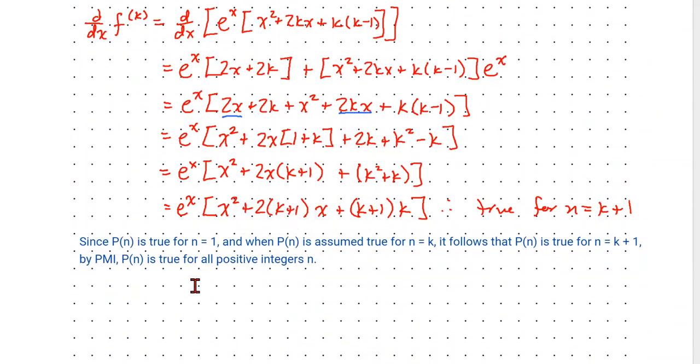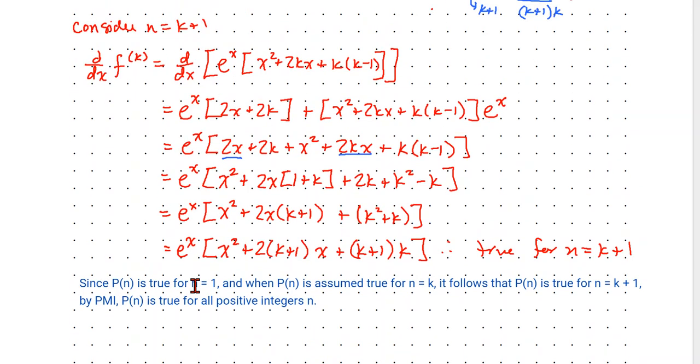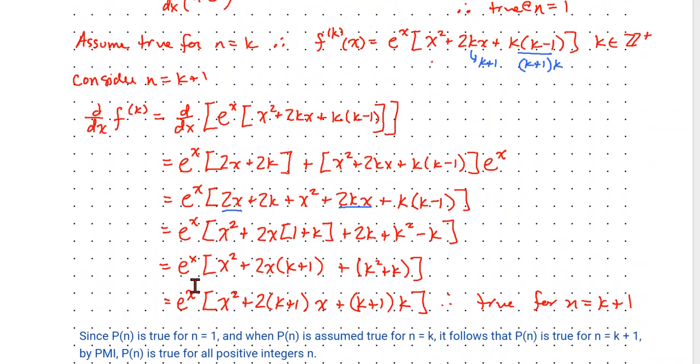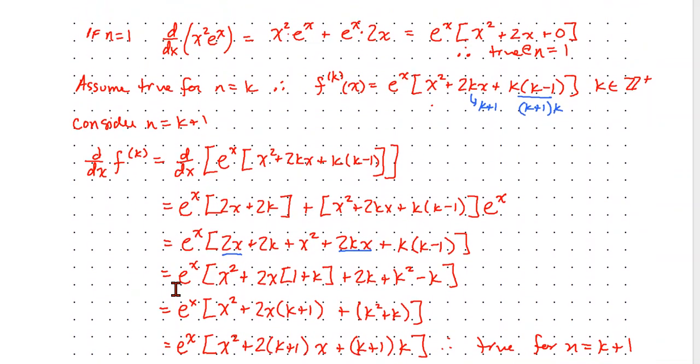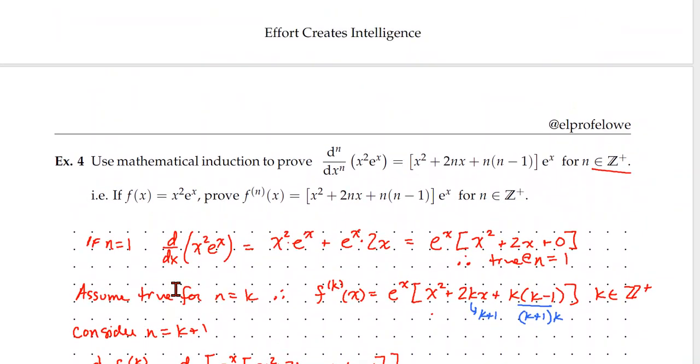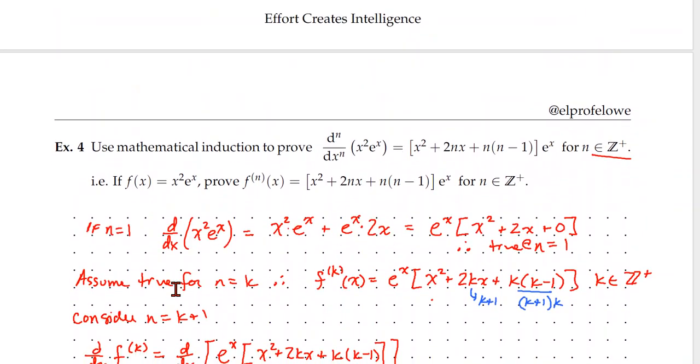And so we have our final statement that if our proposition is true for our first case, and when our proposition is assumed true for our kth case, it follows that our proposition holds true for the k plus 1th case. Then by mathematical induction, our proposition must be true for all of our considered values, in this case, all positive integers. So that's an example of working through a mathematical induction involving derivatives.